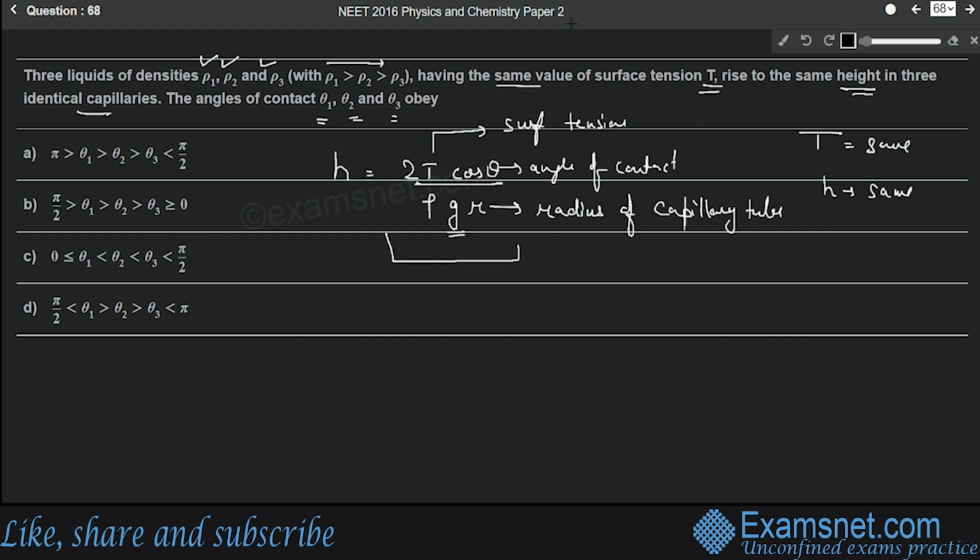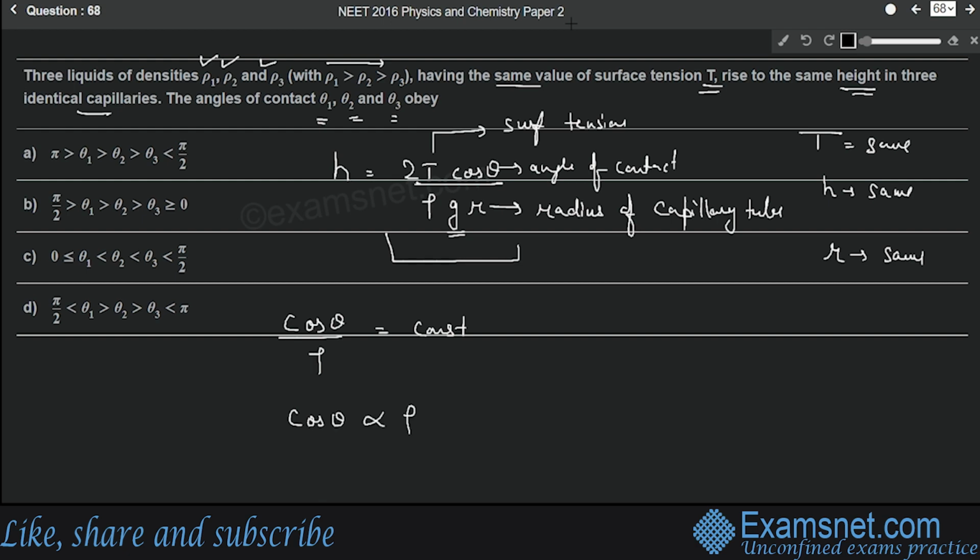It is also given that the capillaries are identical. That means the radius of the capillary will also be the same, and acceleration due to gravity also remains constant. So cos theta upon density rho will remain constant in all three. So cos theta will be proportional to density.